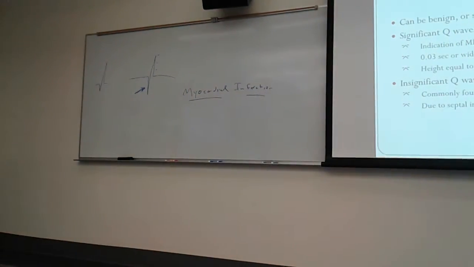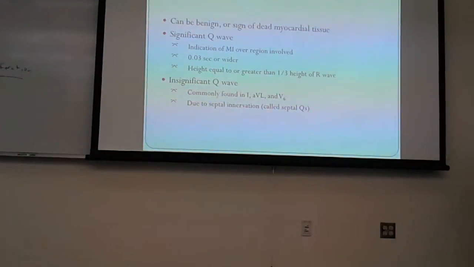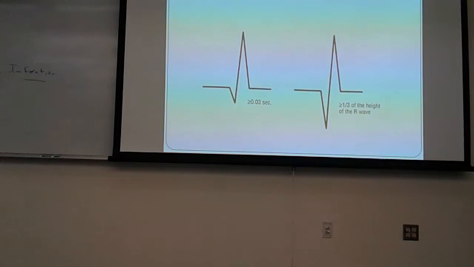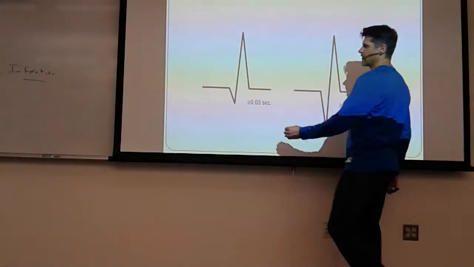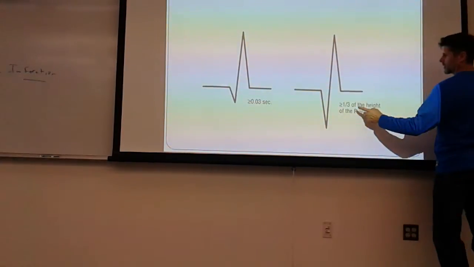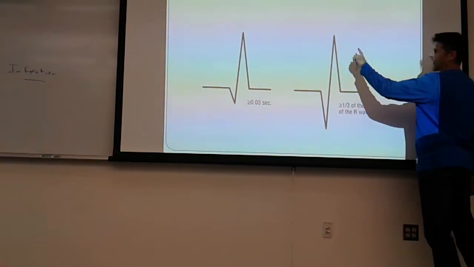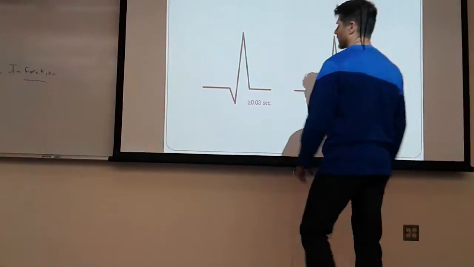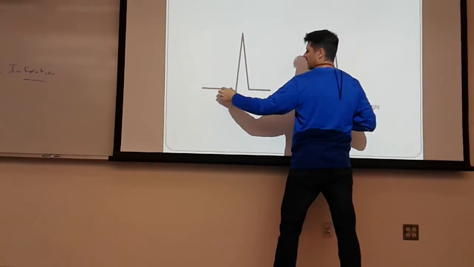Yeah. So those are our Q waves. And so significance in the Q wave is greater than or equal to 0.03 seconds, or greater than 1/3 the height of the R wave. The Q wave is defined as starting when it falls off, and it's over when it returns to baseline. Yes, so I would find where my baseline is and see it.